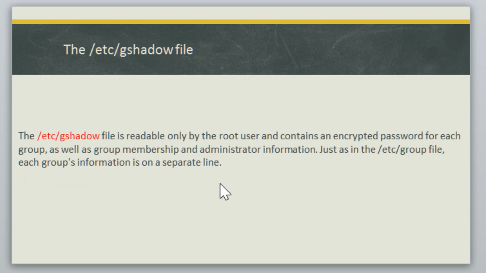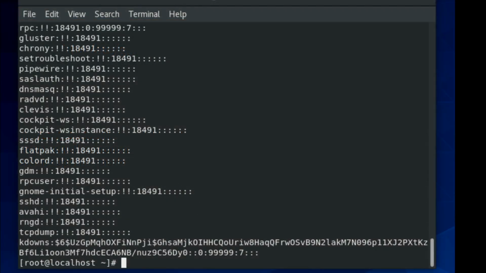So let's look at the /etc/gshadow file. As you might imagine, this is similar to /etc/passwd and /etc/shadow. The /etc/gshadow file is readable only by the root user and contains an encrypted password for each group, as well as group membership and administrative information. Just as in the /etc/group file, each group's user information is in a separate line. So let's look at both those files.